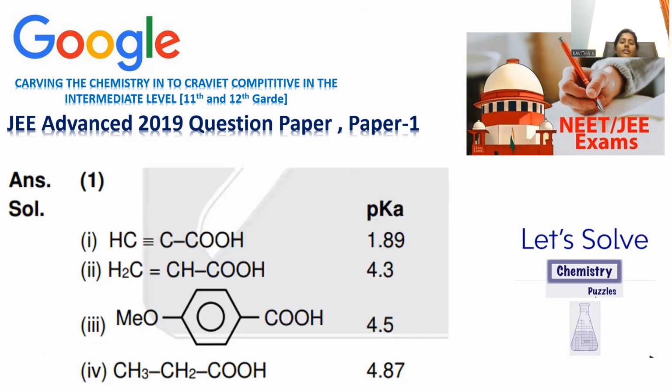Let's see in detail. pKa is the measure of acidic strength. There is a reciprocal relation: higher the pKa, lesser the acidic strength; lesser the pKa, higher the acidic strength. So whenever the triple bonded carboxylic acid was taken, its pKa is 1.89, and the double bonded carboxylic acid, 4.3 is the value, and the benzene ring in conjugation with the carboxylic acid, 4.5 it might be.